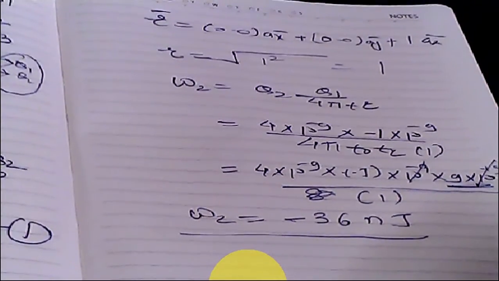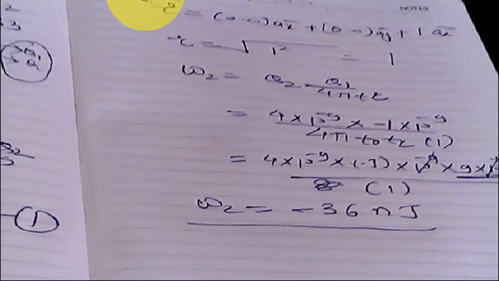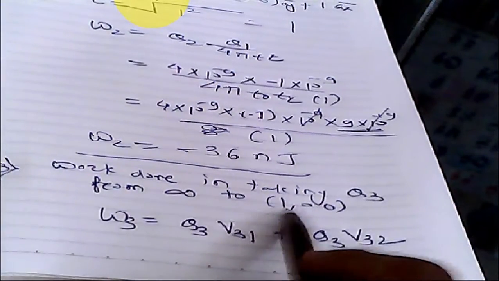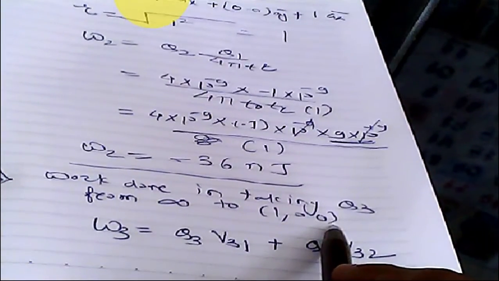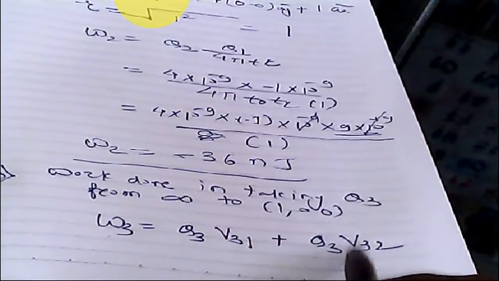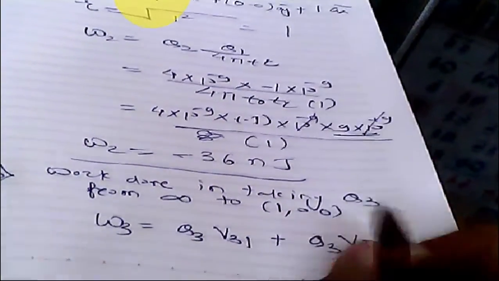So we'll calculate W3 similarly. How can we calculate W3? W3 is the work done in taking Q3 from infinity to 1 comma 0 comma 0, which are the coordinates of Q3. So W3 is equal to Q3 into V31, that is potential at 3 due to 1, and Q3 into potential at 3 due to 2. So let's put those formulas. I'll write it here.